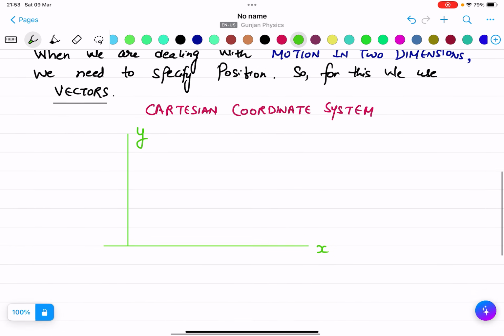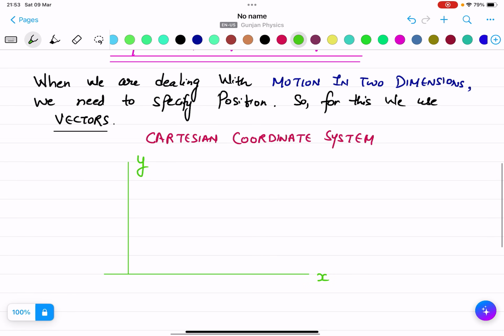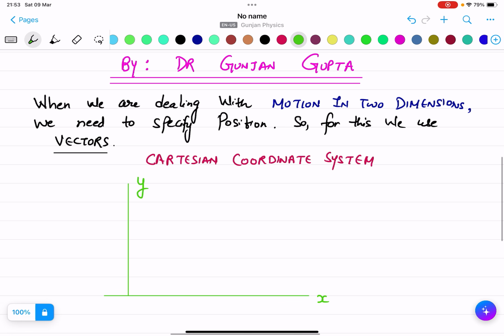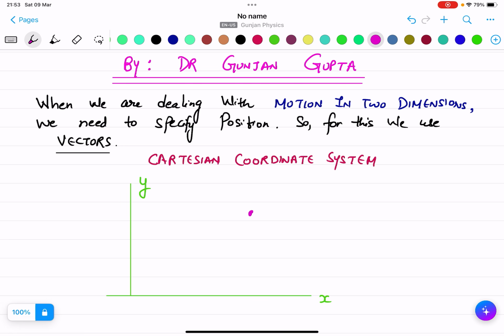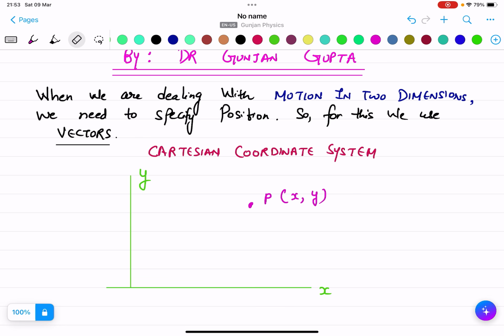So let us suppose there is a particle which is moving in an xy plane, and which is here somewhere. Let us denote with P its position, and the coordinates will be x and y, right? We are talking about only two dimensions now, not three dimensions. If I speak about three dimensions, then I will need the z axis as well, right?